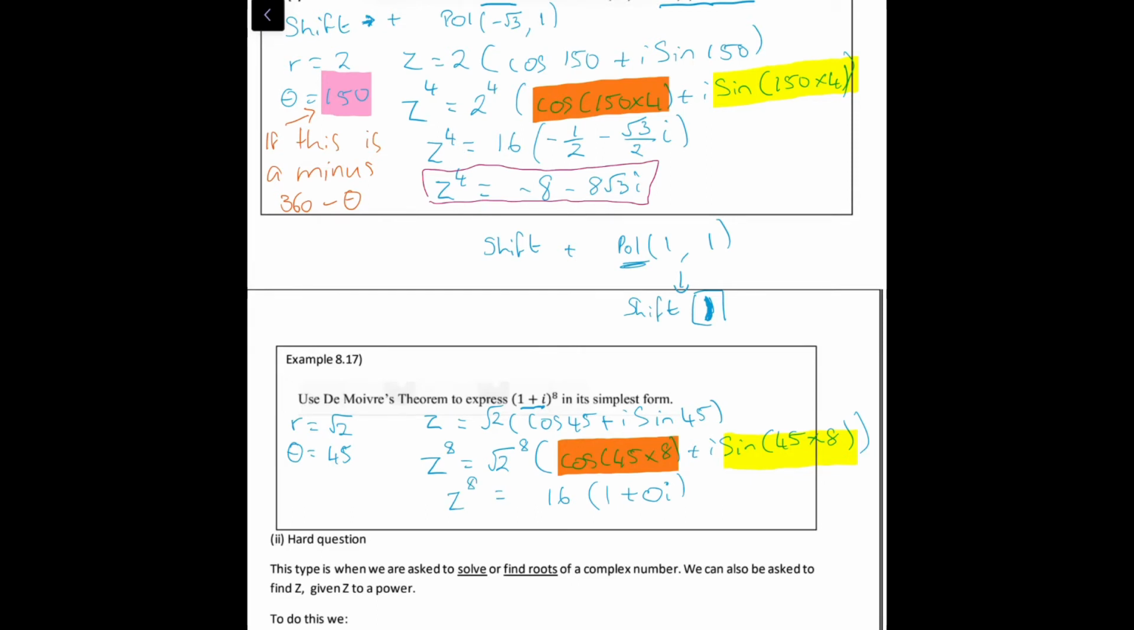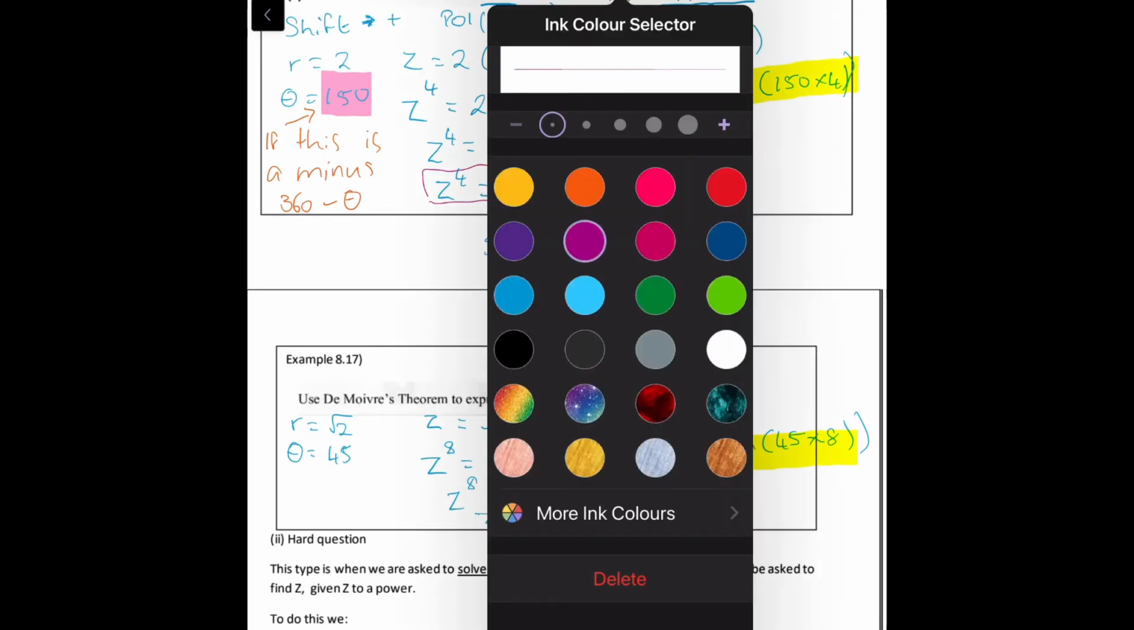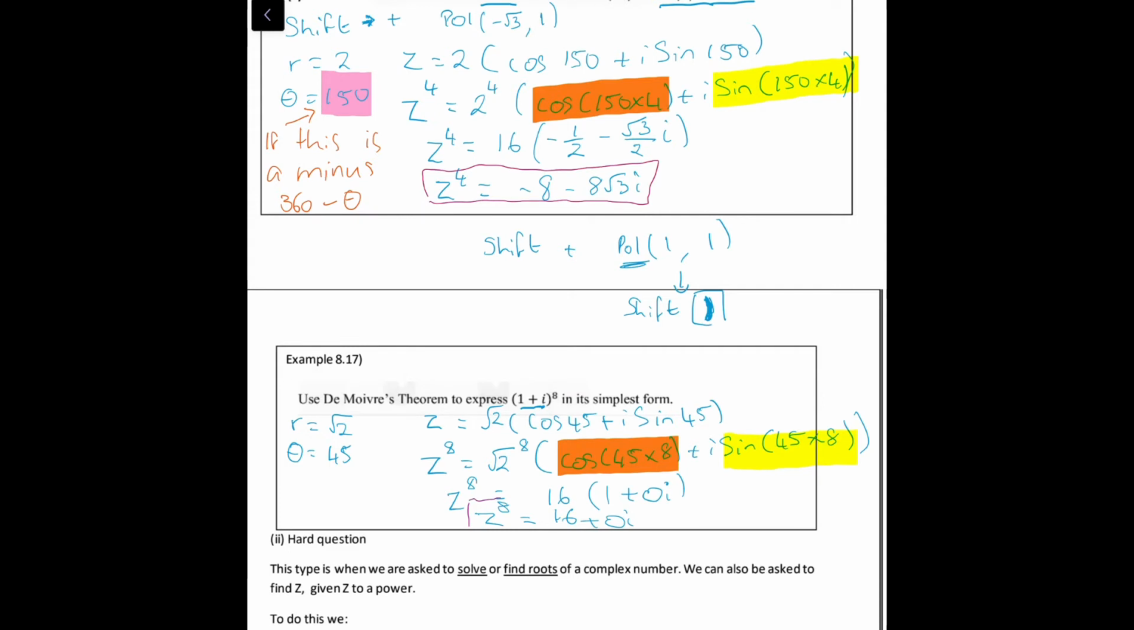Because it's asking in this question to use DeMoivre's to express this in its simplest form, I then just need to multiply that out. That z to the power of 8 is just equal to 16 plus 0i. You can write it as just 16 or 16 plus 0i. Totally up to yourself for that. And then there is my answer. And that's that question done.